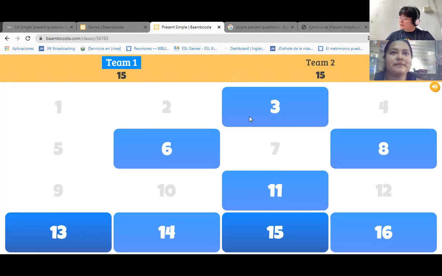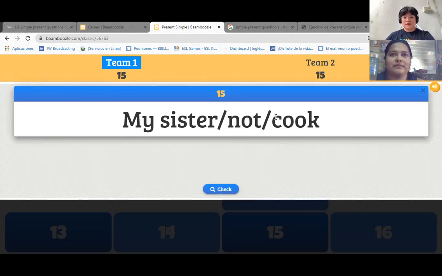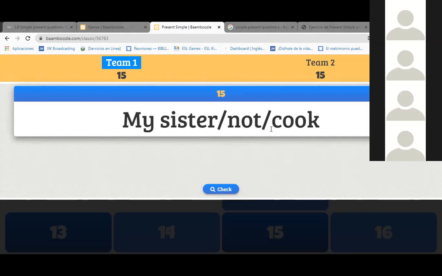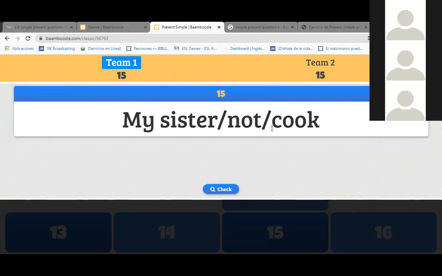Three. Number three. My sister not cook. You need to put the auxiliary for the third person singular. It would be, my sister not cooks. You need the auxiliary. And what is the auxiliary for the third person singular? For he, she, and it. Doesn't. My sister not cook.